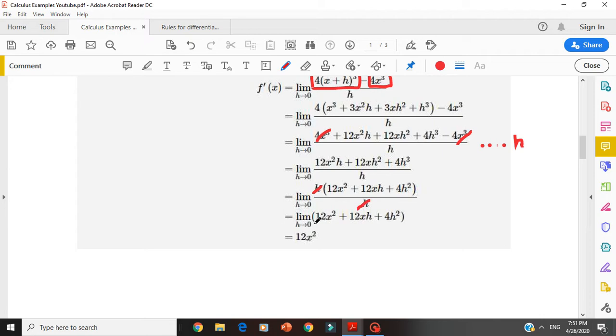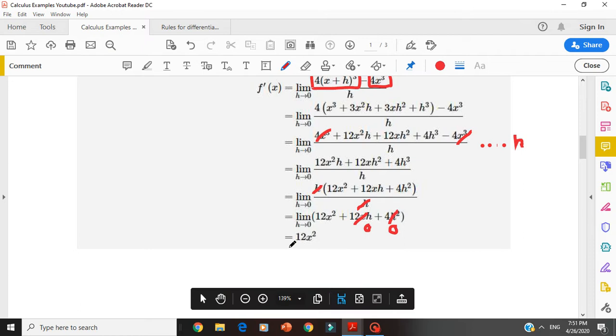Now it's time to substitute h equals 0. So this will become 0, that will become 0 because of h. And our final answer is 12x squared.